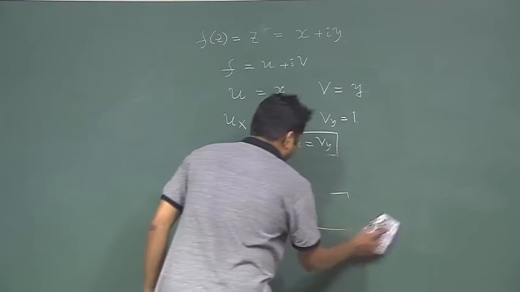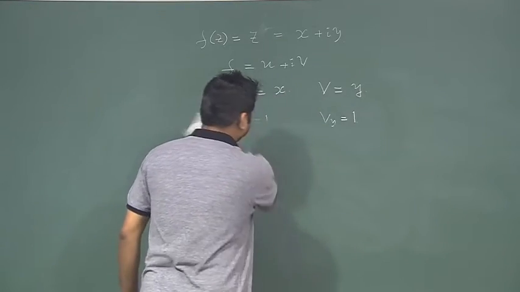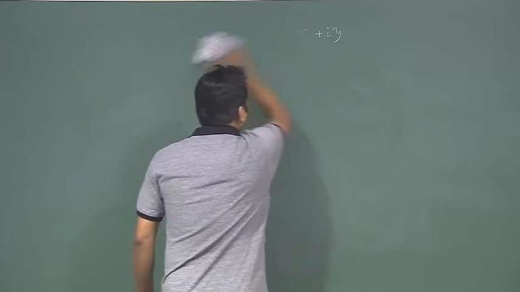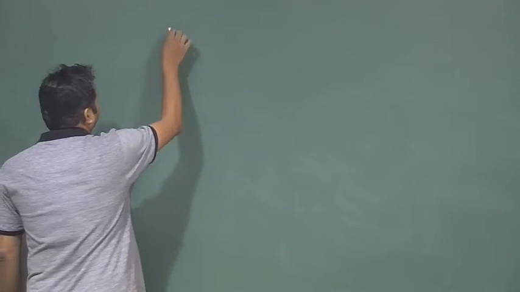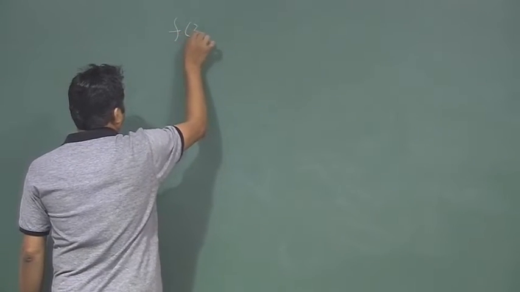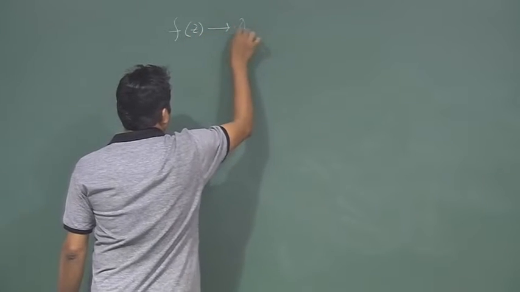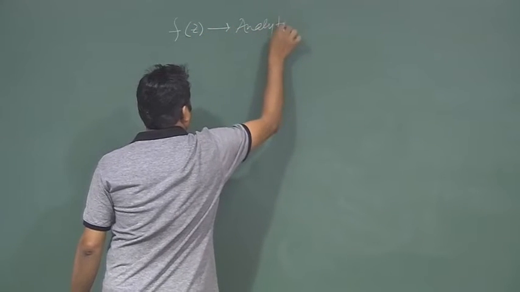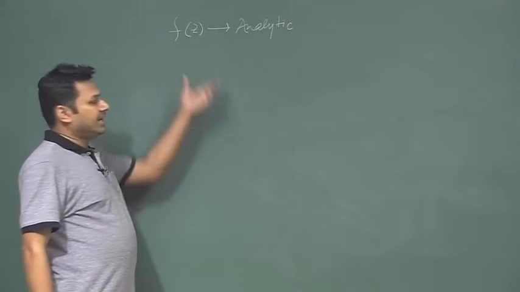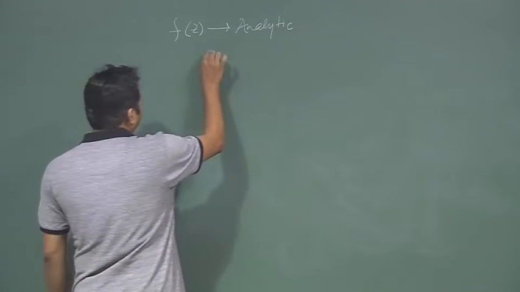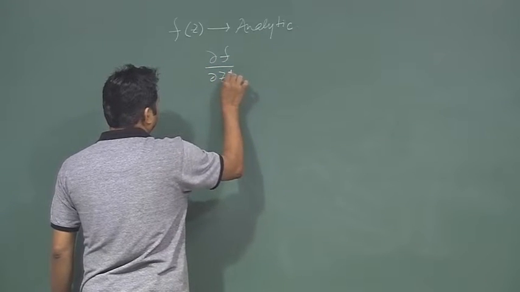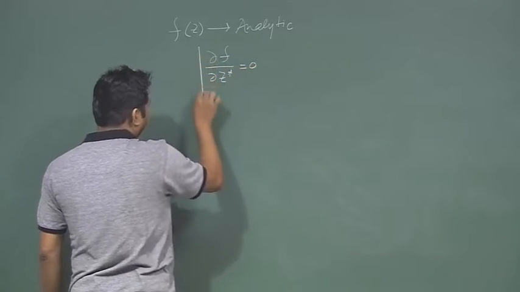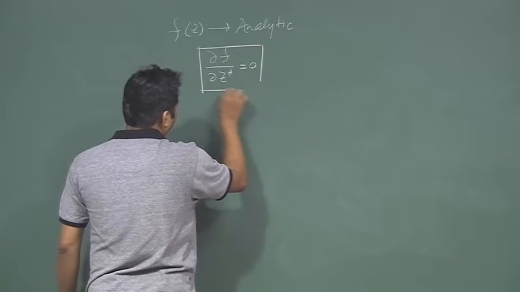After having this, we will go to more and more examples, but before that, one interesting thing I would like to show here, and that is what is the mathematical meaning of a function to be analytic. So, f(z) is analytic means essentially del f by del z star is equal to 0. This is an argument I would like to mention.